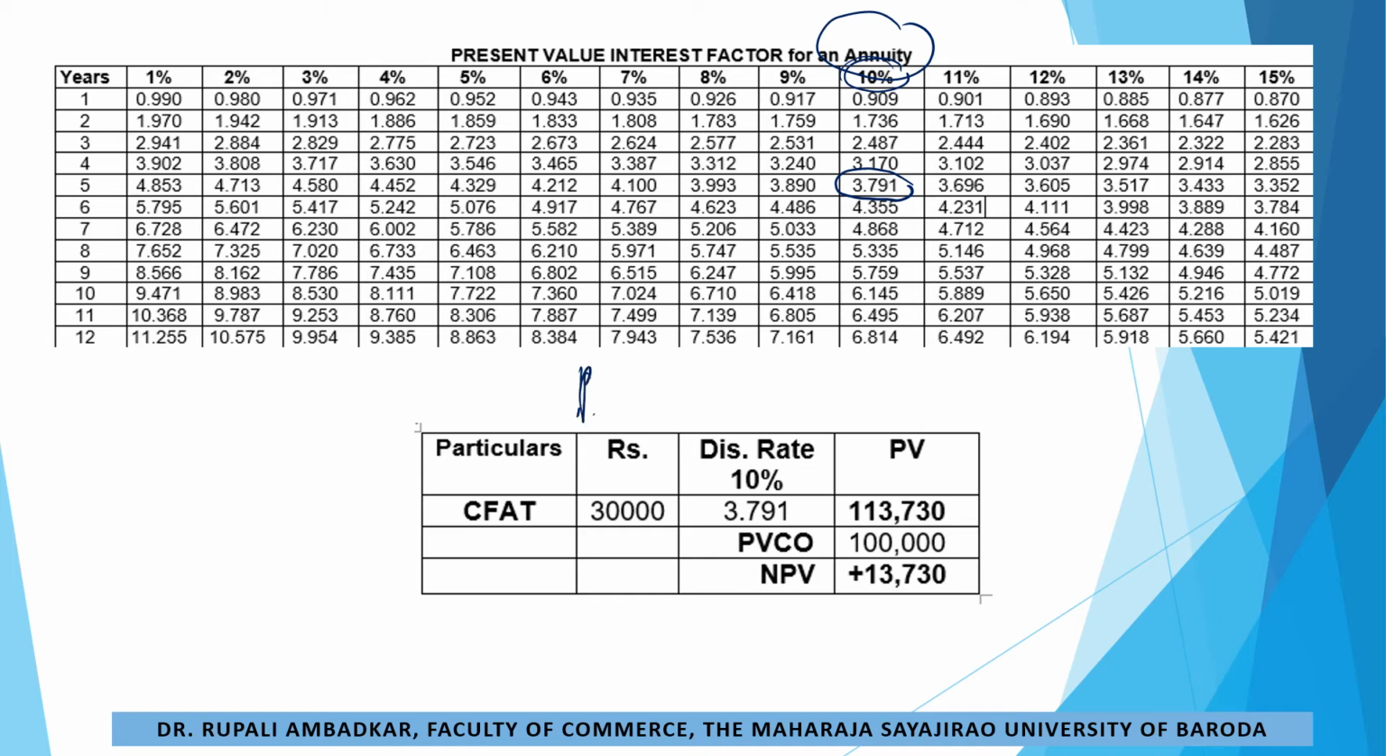Now in case of project A, we are going to receive 30,000 every year for the next 5 years. So we simply multiply this present value interest factor of an annuity, 3.791, by 30,000 to find the present value of this project. Once we have found the present value, we can deduct our present value of cash outflow to find our NPV. In this case, the NPV of this project is positive 13,730.